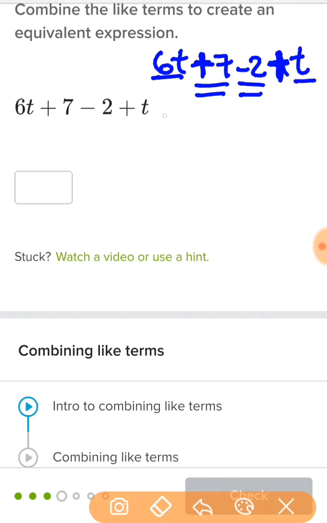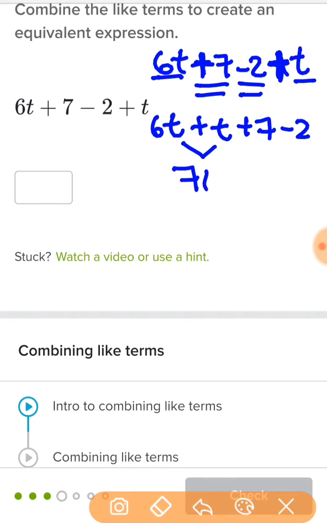So now I'm going to rewrite them together. So this will be 6t plus t, and then I'll write the plus 7 and the minus 2 together. 6t plus t is 7t, plus 7 minus 2 gives you 5, and my answer is 7t plus 5.